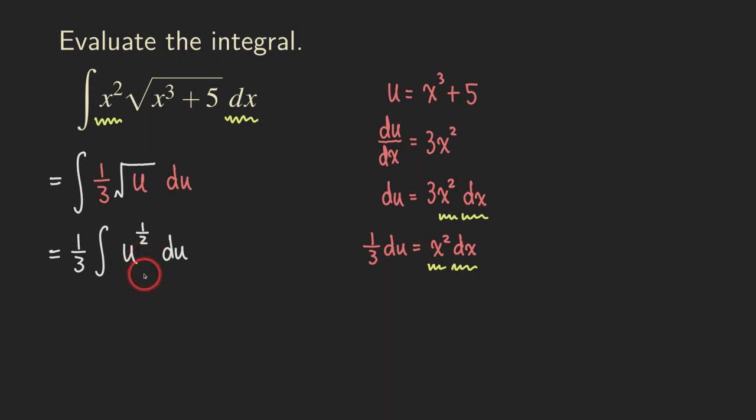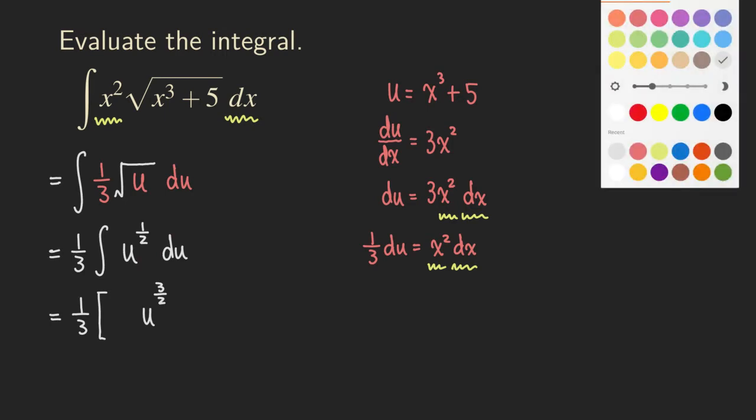Using the power rule here, we can get 1/3. And now, because we're integrating, the integral symbol will disappear. And what am I going to do? I'm going to add 1 to this power right here. So I'm just going to get u to the, if you're adding 1 to it, 3/2. Is that okay? Let me just show some work right here on the side.